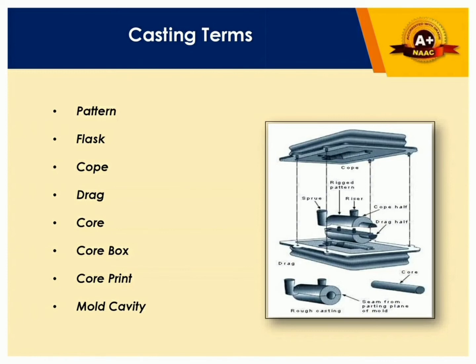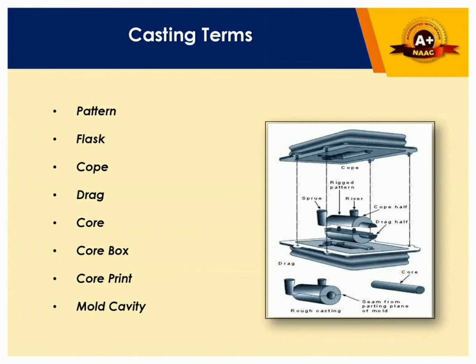Then the mold cavity: we prepare it by removing the pattern from the molding sand, and we finally get the hollow portion inside the cope and drag box filled with casting sand, which we call the mold cavity. Then the riser holds the extra metal after filling the mold cavity. Then the gating system allows the molten metal to run inside the mold cavity. Then the pouring cup makes it easy to pour the molten metal into the mold cavity.